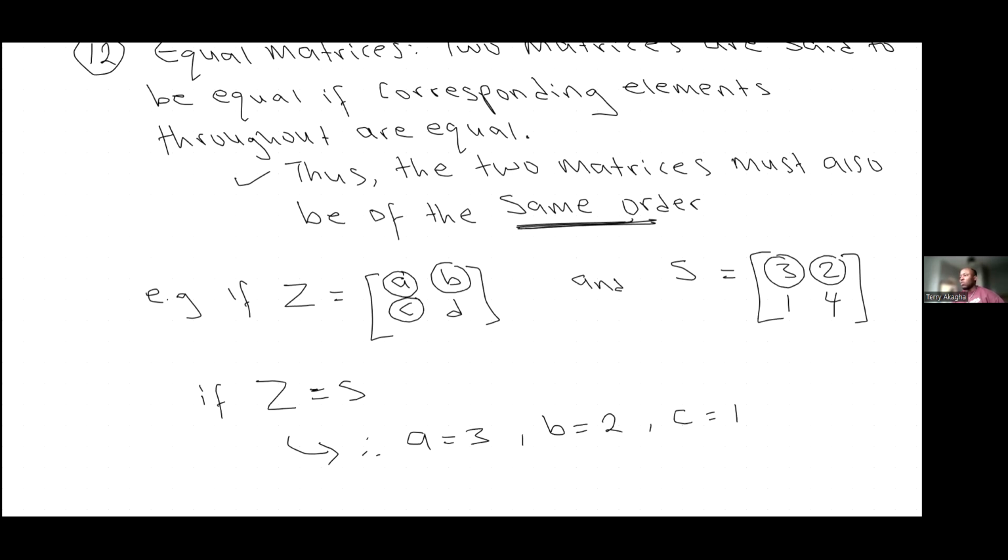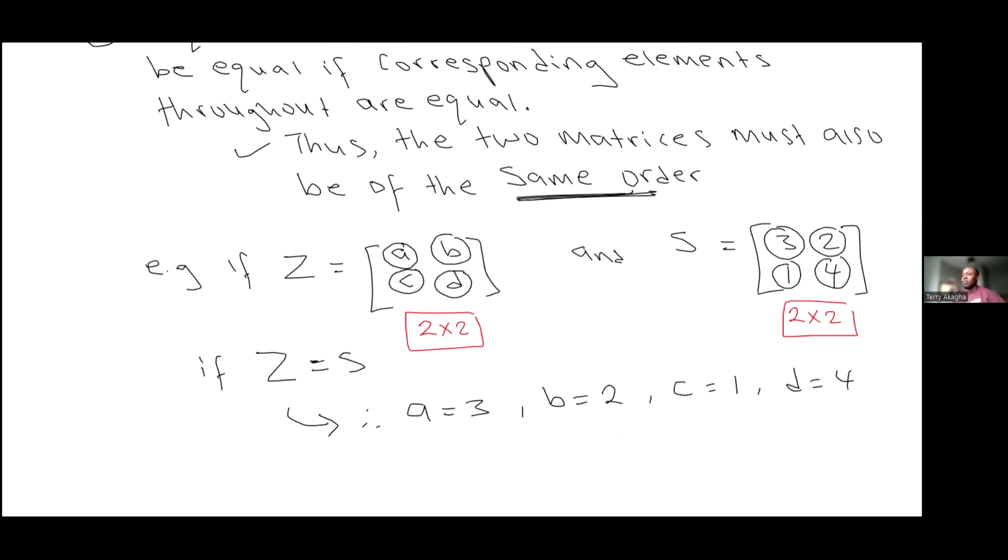Z is a 2 by 2 matrix, and S is also a 2 by 2 matrix. So that's the reason why we can directly compare and say these letters are like this. Because they have the same order, we can do this. And the final one, D must be equal to what? 4, because they are both the same thing.